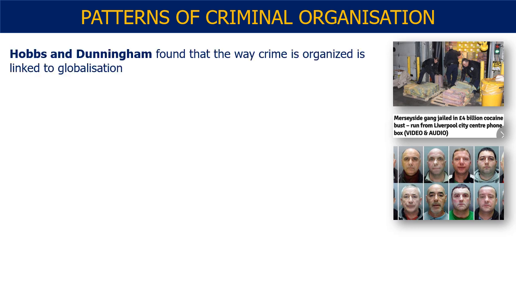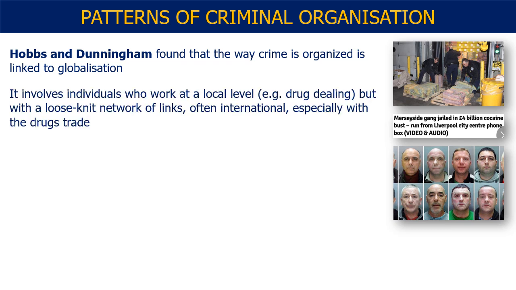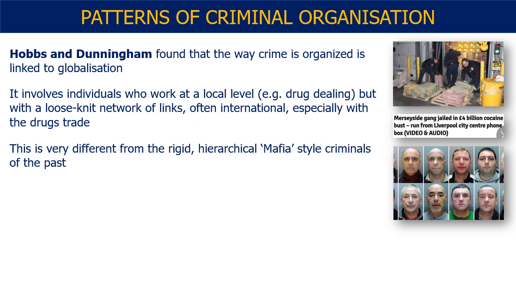So sticking with patterns of criminal organisation, Hobbs and Dunningham found that the way crime is organised actually is linked to globalisation itself. They found that it involves individuals who work at a local level, for example, dealing drugs, but with a loose-knit network of links which are often international, especially within the drugs trade, of course, in terms of smuggling and manufacturing as well.